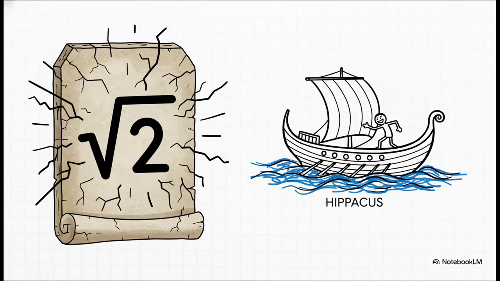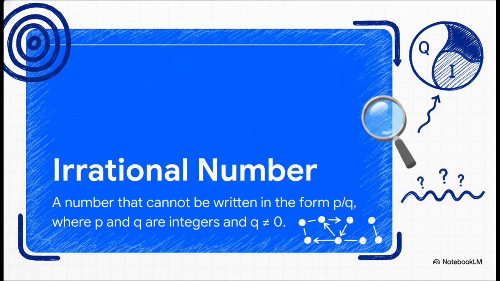See, they proved that there are numbers out there that simply cannot be written as a fraction of two integers. It's impossible. And the very first one they found was the square root of 2. This discovery was so upsetting to their whole philosophy that, according to legend, the guy who revealed it, Hipparchus, was thrown into the sea for spilling the secret. These new kinda spooky numbers were given a name: irrational numbers. And the definition is just the polar opposite of a rational number. It's any number that cannot be written down as a simple p over q fraction.